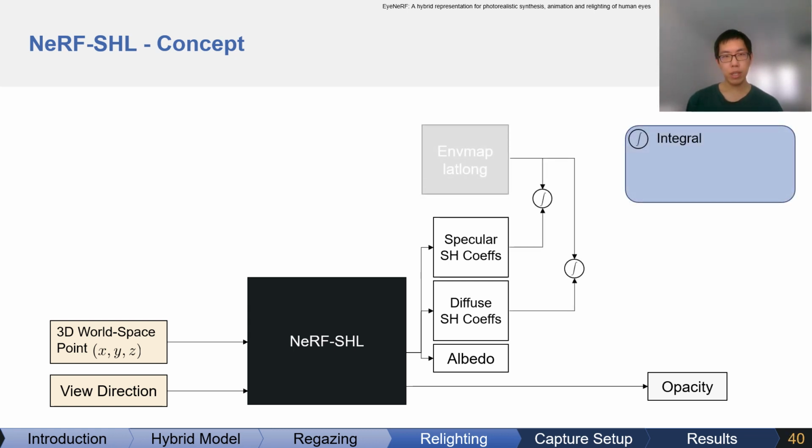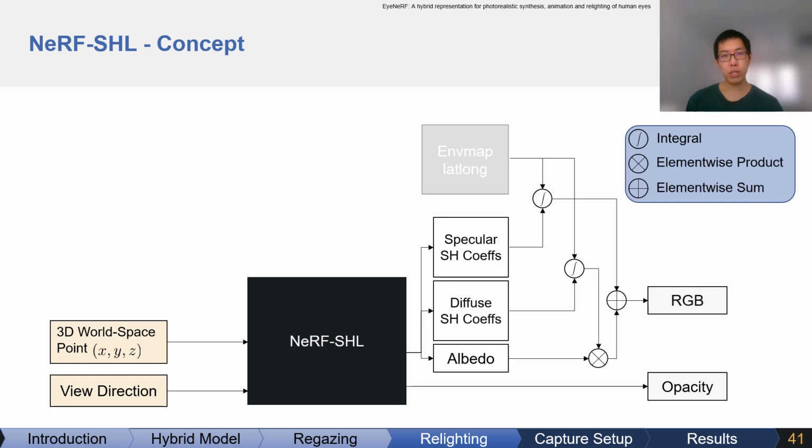These light transport functions can then be integrated with a full environment map to compute shading values. Then the diffuse shading is multiplied with albedo and added to the white specular shading to compute the final RGB shading values.